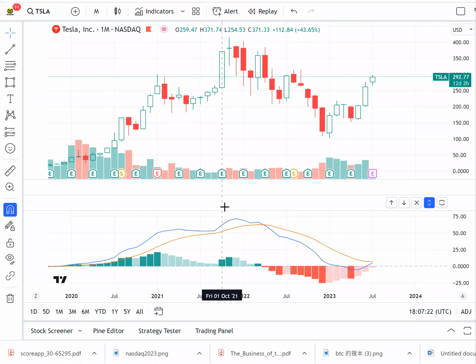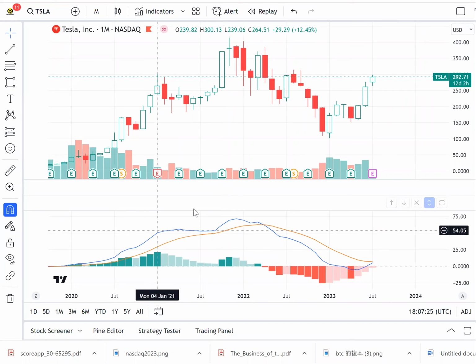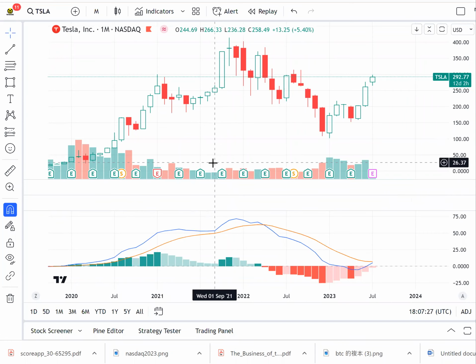Hi, today I'm going to give you Tesla and AMD, these two stocks, the analysis with monthly chart, weekly chart, and daily chart, and to tell you what is the opportunity and how to use this kind of indicator to buy and sell.